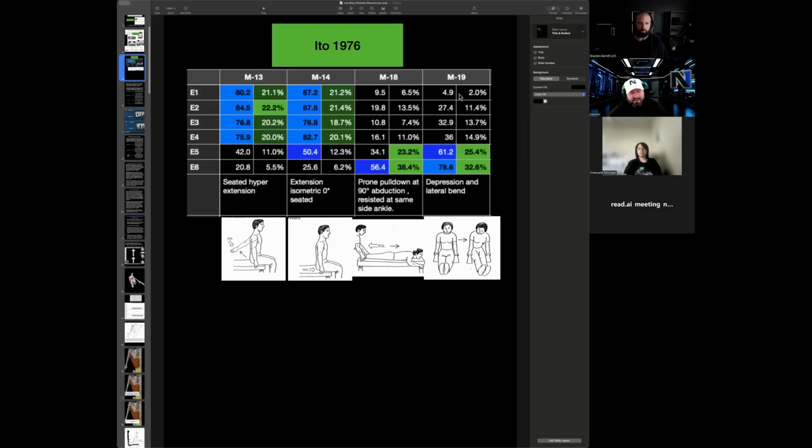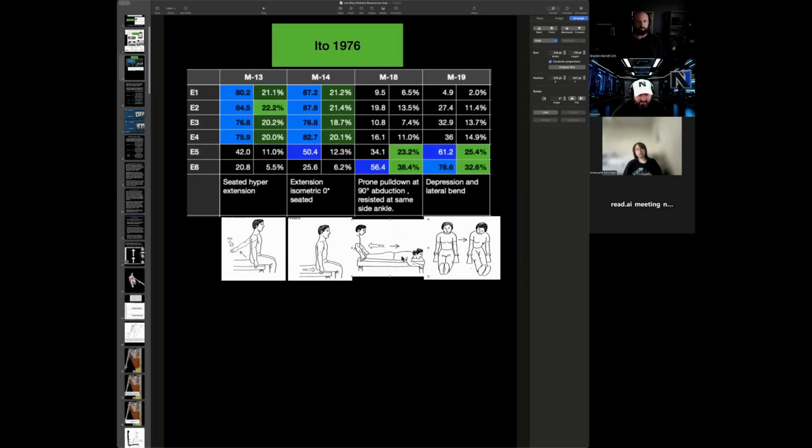I know Ella's skeptical about clinical significance and like, oh, 30% isn't enough. Well, 4.9%, 78%, 80% to 20%, pretty substantial differences there. So I see that trend across all of these. What did you say about that movement, the M19 movement that's underneath, the depression and the lateral bend? Is that the pull down or not?